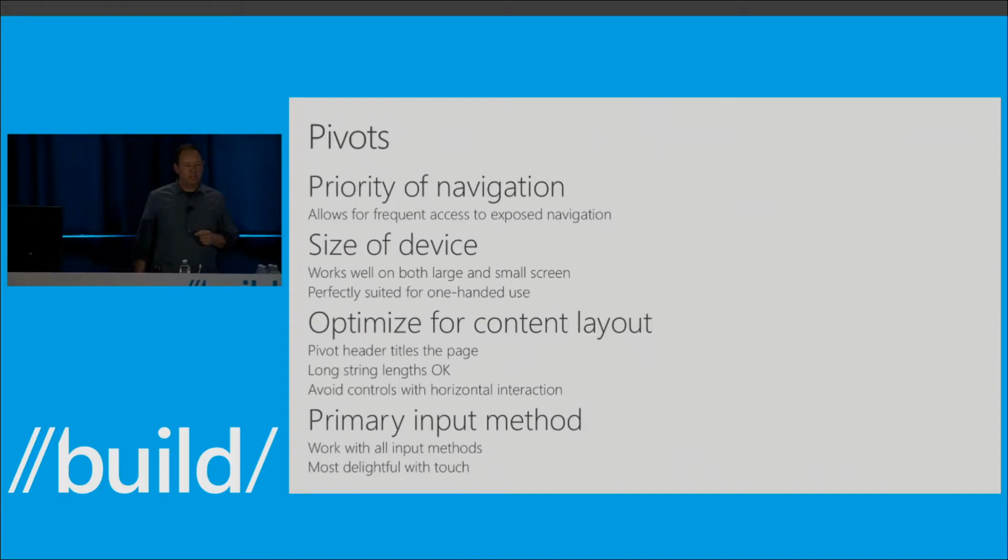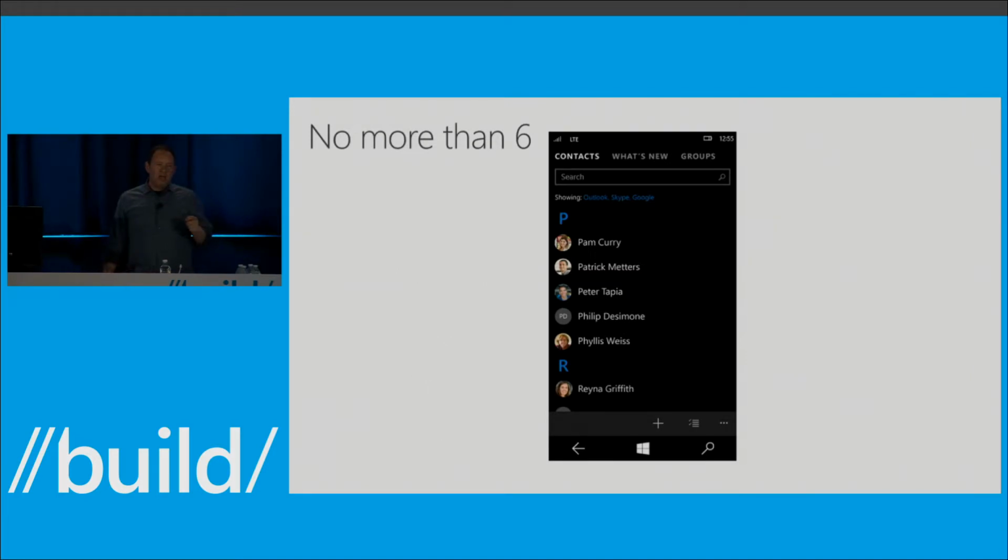Because of the nature of this horizontal navigation, you want to avoid using controls inside of the pivot control that also have their own horizontal navigation. This leaves the user with an inconsistent experience inside of their app. Now, the pivots work well with pretty much all input methods, but they're most delightful when used with touch. That's why we created them in Windows Phone to begin with. Over the years, we've found through user research that it's really better to have no more than 6 pivots at a time, because for any number of pivots above 6, the user becomes disoriented and starts losing track of where they are inside of your app.